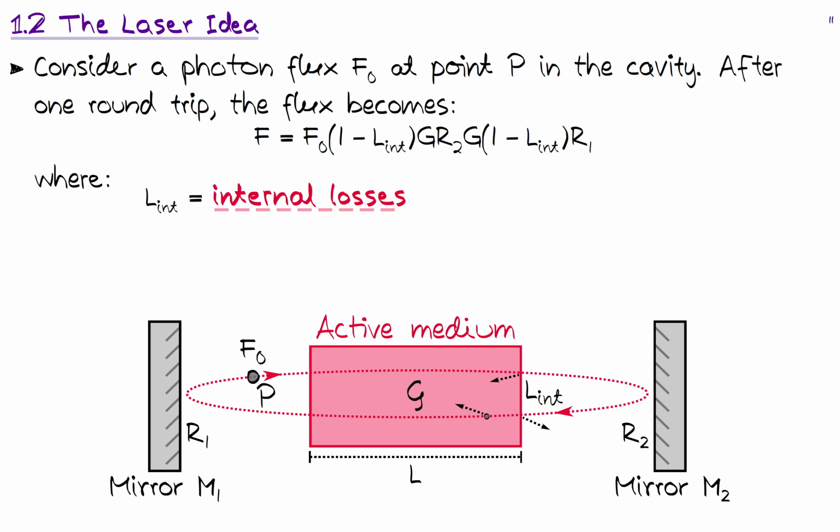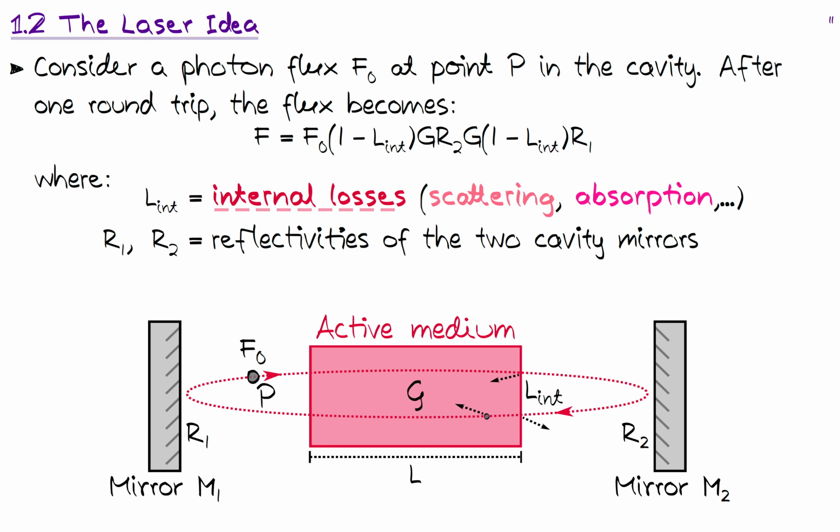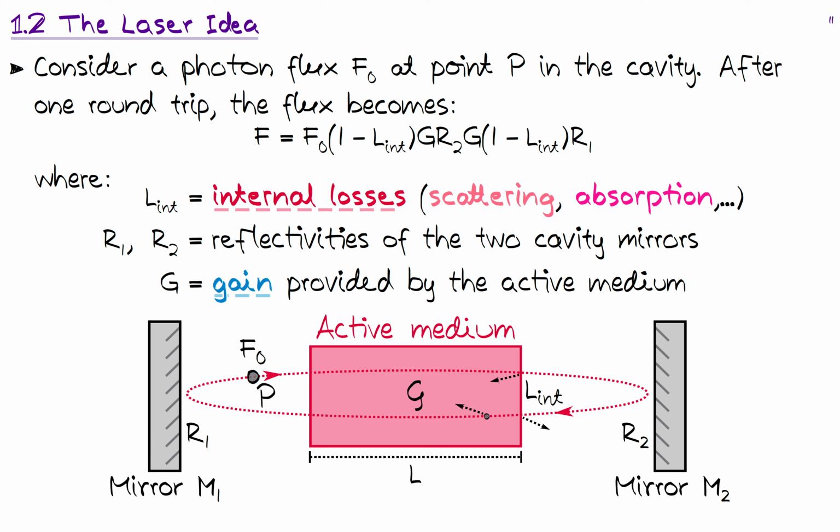So here L_int is the internal losses arising, for example, from scattering of light, from absorption, and so forth, all these non-idealities within our resonator. Then R1, R2 are the reflectivities of the two cavity mirrors, and G is basically the gain provided by the active medium.